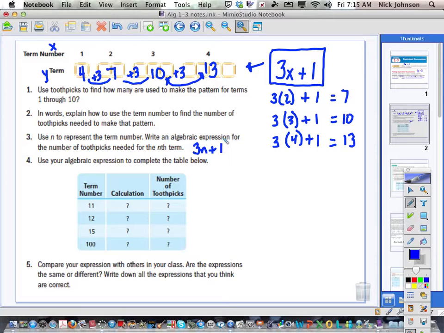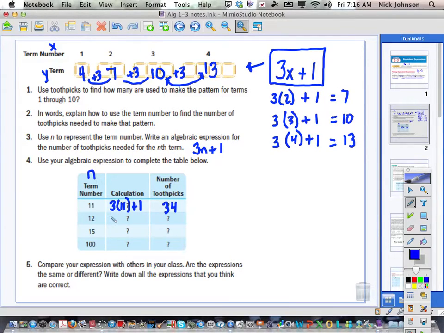Okay? 4 says, use your algebraic expression to complete the table below. So, in my calculation is where I'm going to use my expression. My term number is what n is. Now, in this case, not x, n. They wanted to use n. Okay? Not a big deal. So, 3 times 11 plus 1. Well, 3 times 11 is 33 plus 1 is 34 toothpicks. So if we went out 11 terms, you would see that that would have 34 toothpicks.